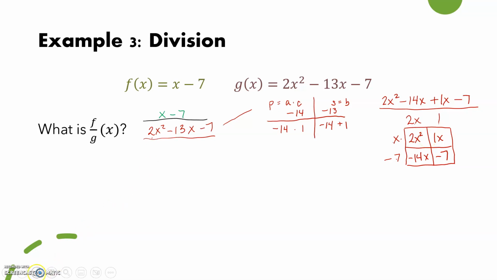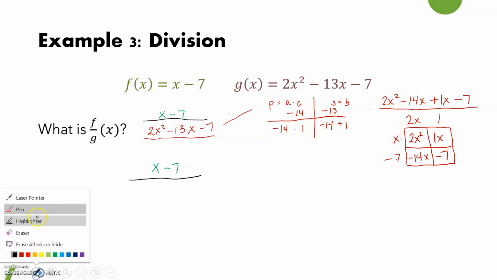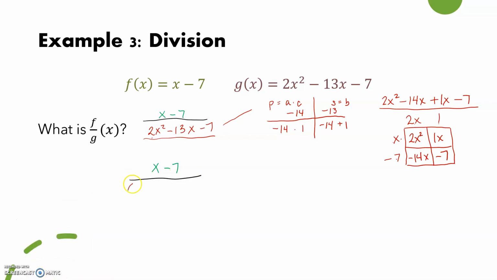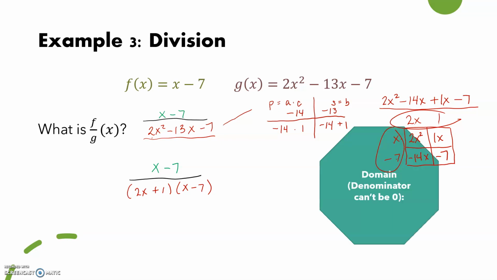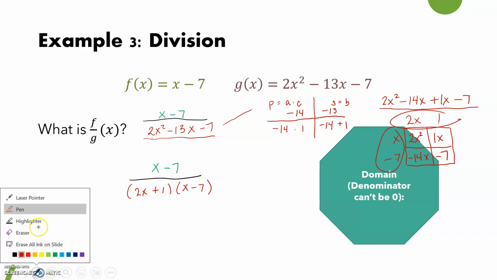So in factored form, my problem is going to be x minus 7 over 2x plus 1, which is this edge of the box, times x minus 7, which is this edge of the box. All right, now with division, the thing you want to make sure of is that your denominator is not 0. So we want to look at our denominator and make sure that that's not 0. So we're going to do that.